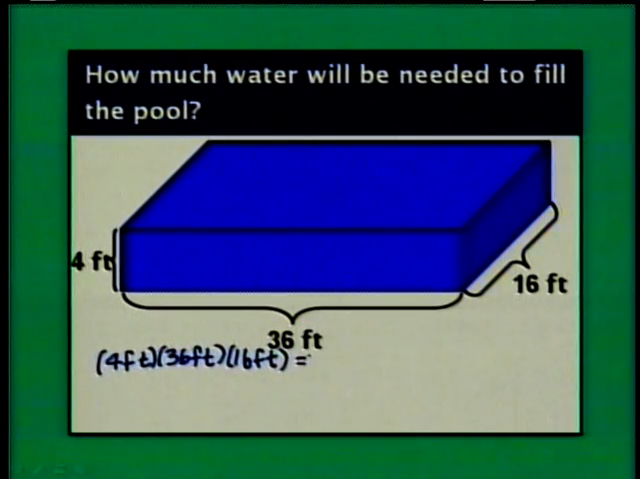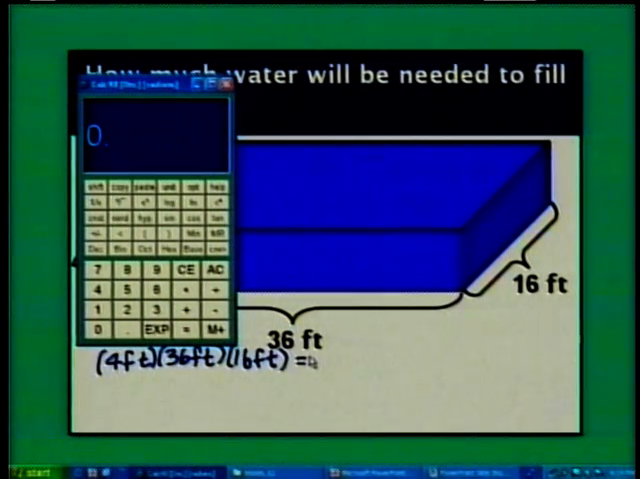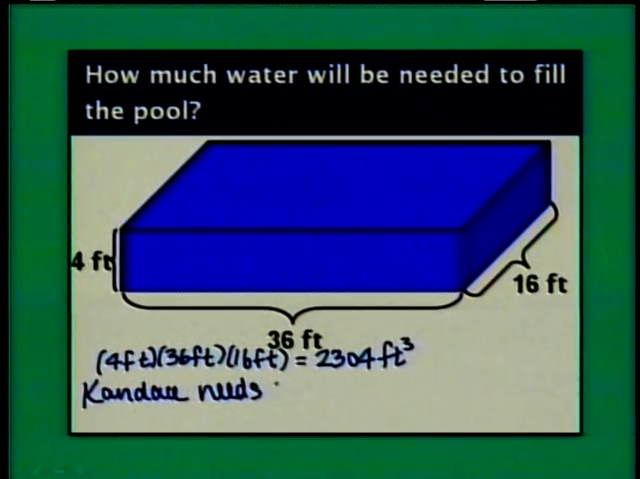And I'm going to pull my calculator out to figure this out. So we have 4 times 36 times 16, which is 2,304. And we're multiplying feet by feet by feet, so we get cubic feet. So Candace needs 2,304 cubic feet of water to fill her pool.